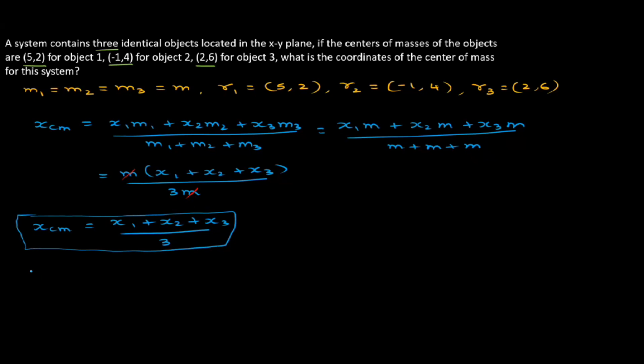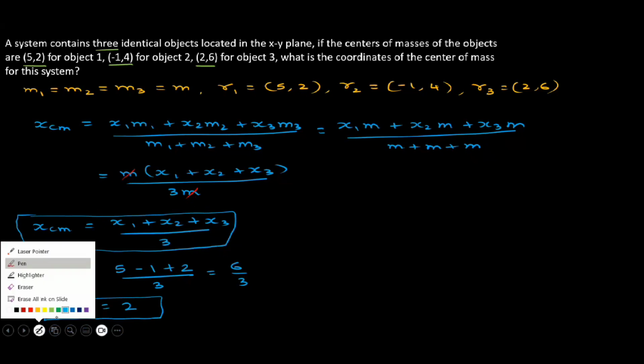So let's calculate. I will get xcm equal to x1 is 5, x2 is -1, x3 is 2, divided by 3. That gives me 6 by 3. So the x coordinate of the center of mass is 2.